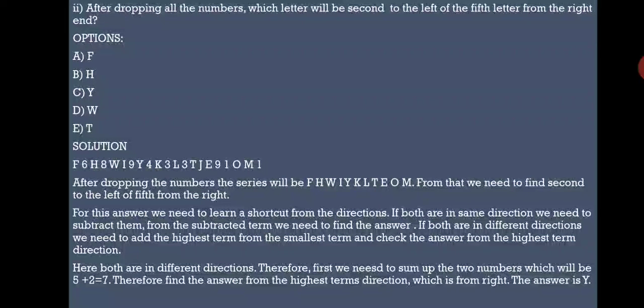So we need to add them. Therefore first we need to sum up the two numbers, which will be 5 plus 2. Fifth from the right, second to the left. So 5 plus 2, which is 7. So which is the highest term? Fifth from the right is the highest term, right? So we need to check from the right end. 5 plus 2 is 7. So we need to check the 7th term from the right end, which is Y.